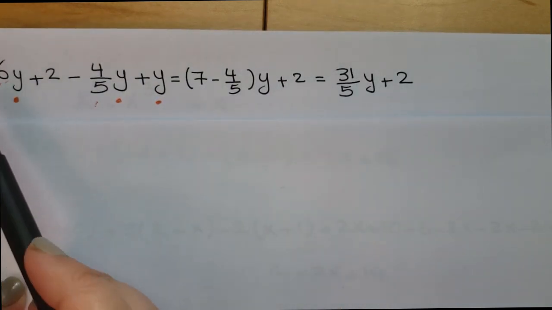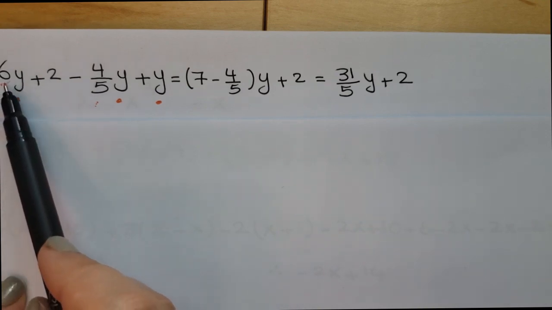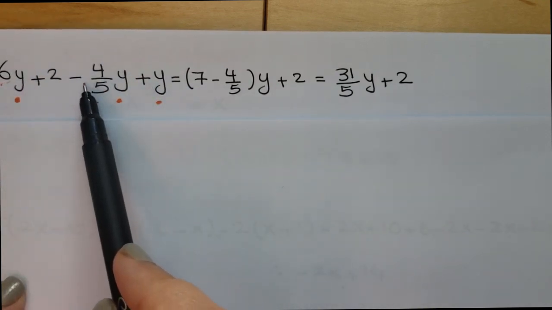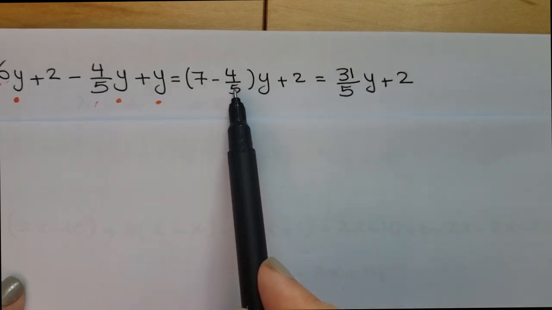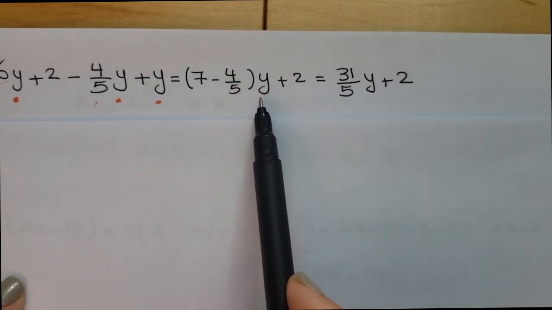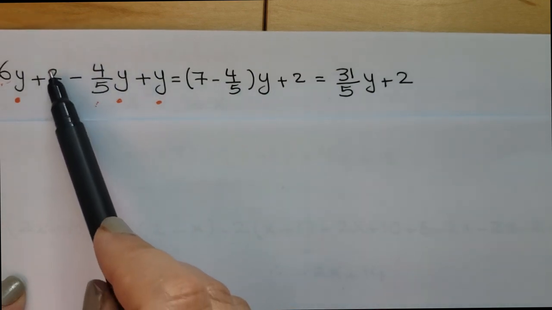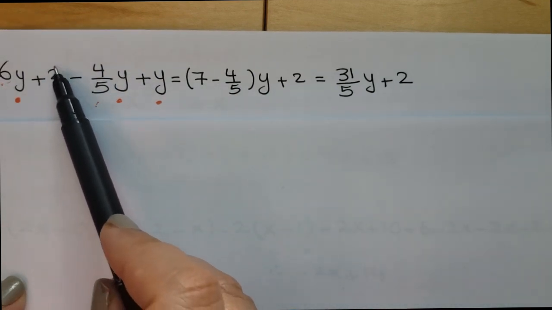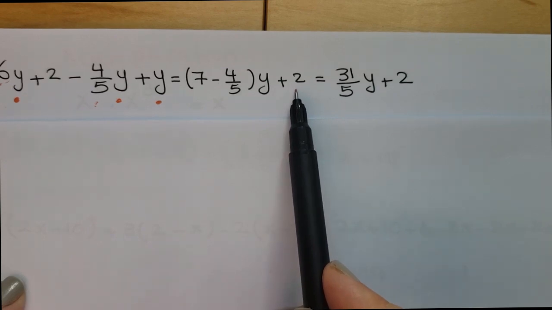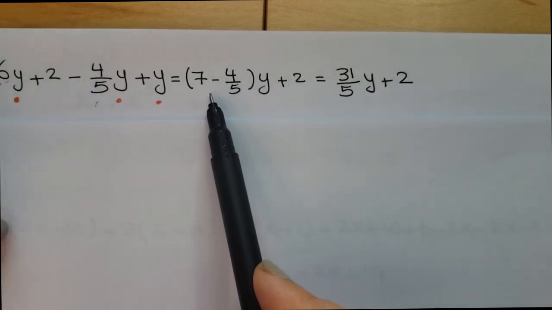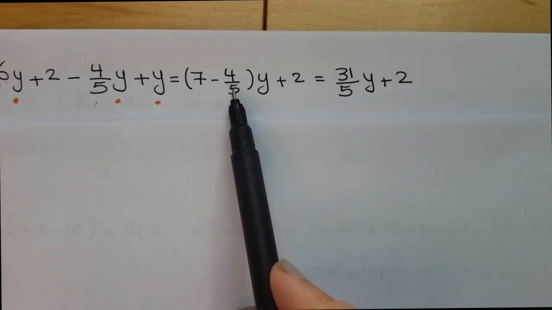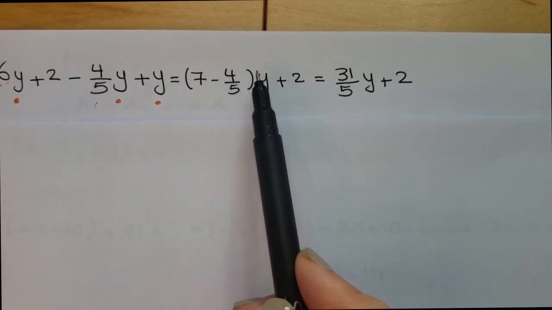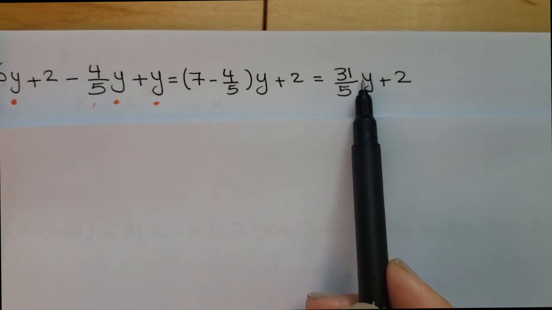So what I do, I add all the oranges together. 6 and 1 is 7 minus 4 over 5, okay, which is 7 minus 4 over 5 times oranges, and then the 2, which could be, let's say, a banana, stays here. So in order to find this value, you have to do common denominator. So 35 minus 4 is 31y plus 2.